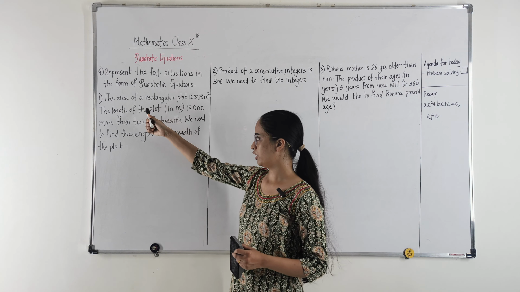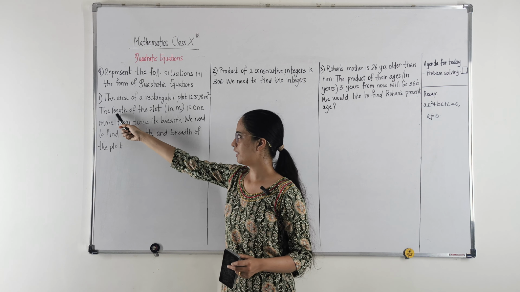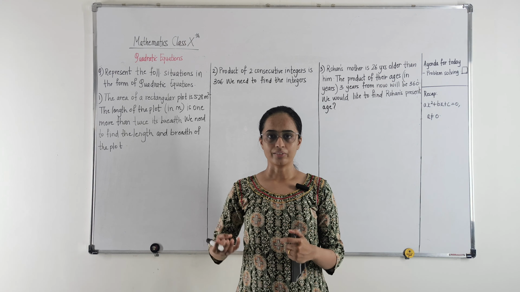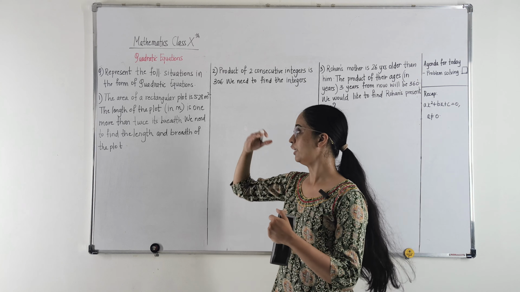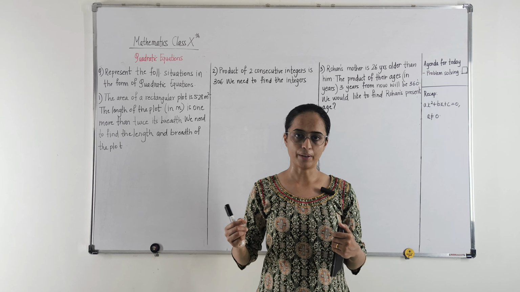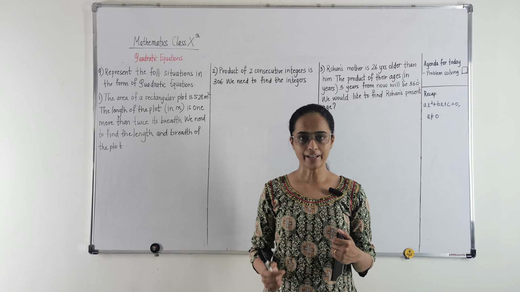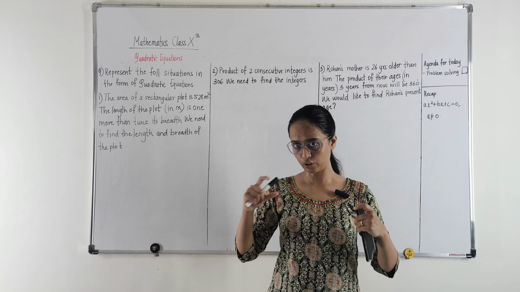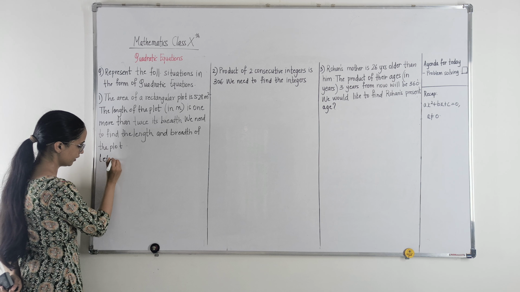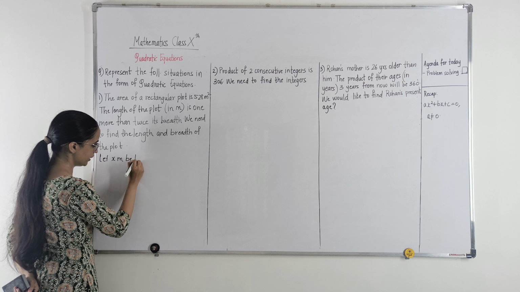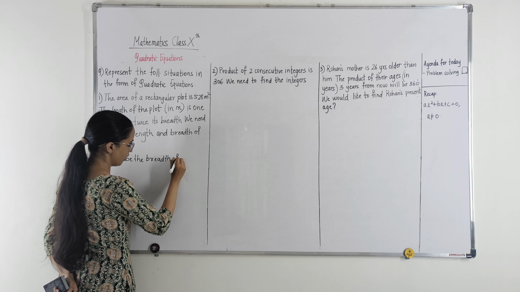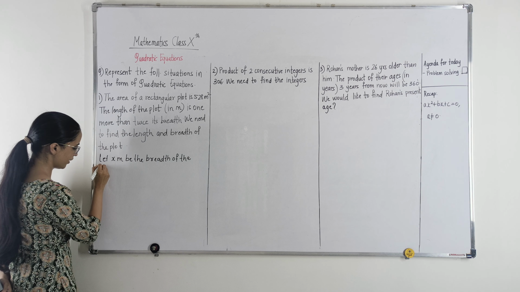So according to the given condition, if you see in the second line, it is written that the length of the plot is 1 more than twice its breadth, meaning depending upon whatever would be the breadth, your length would be 1 more than twice its breadth. So here your length is expressed in terms of breadth, and that is why we would be taking the variable x to be the breadth. So we would say that let x meters be the breadth of the rectangular plot.